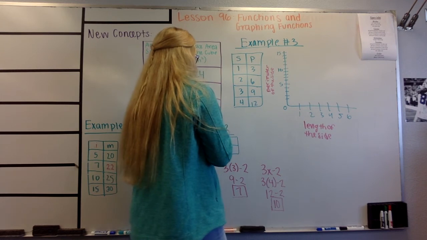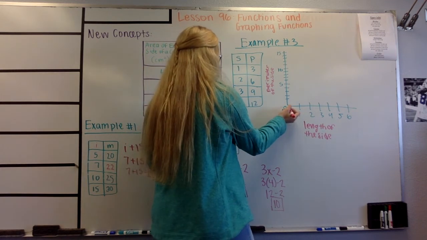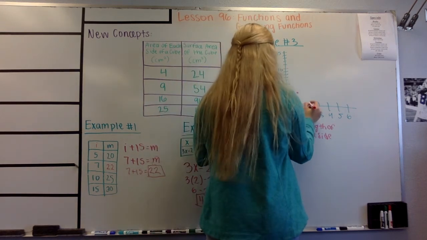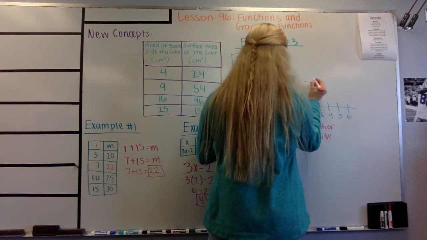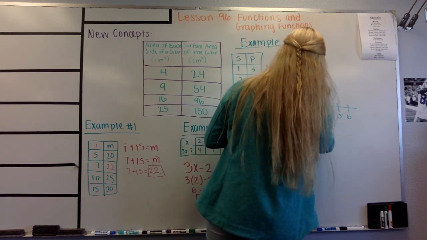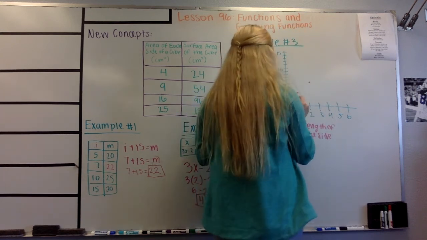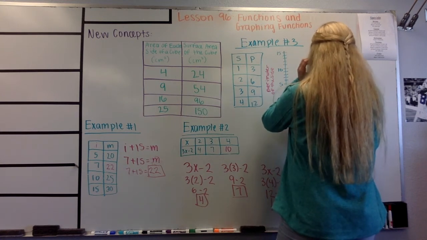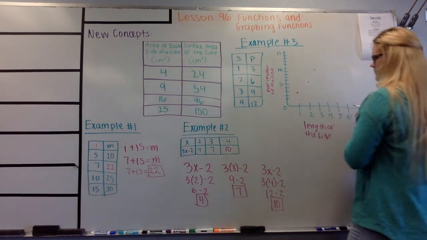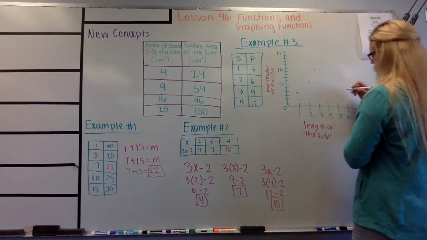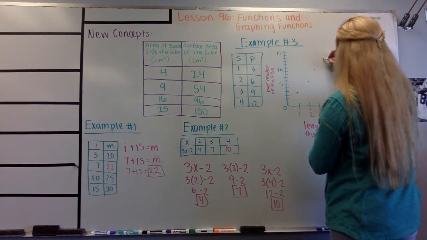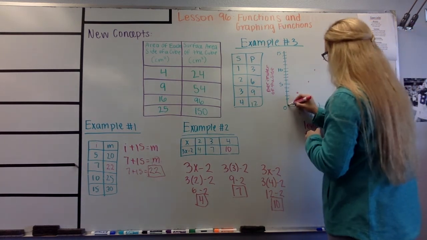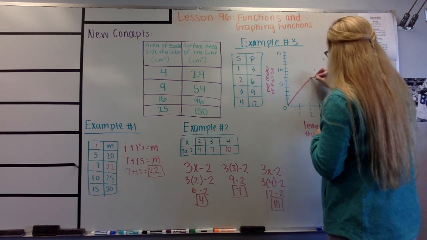So we have 1 and 3. So we go over 1, up 3, put a dot, perfect. 2 and 6, over 2, up 6. Perfect. What do we have? 3 and 9. And then 4 and 12. Go over 4, up 12. Awesome. And then we're going to draw a line through that, stating that it extends through this line.